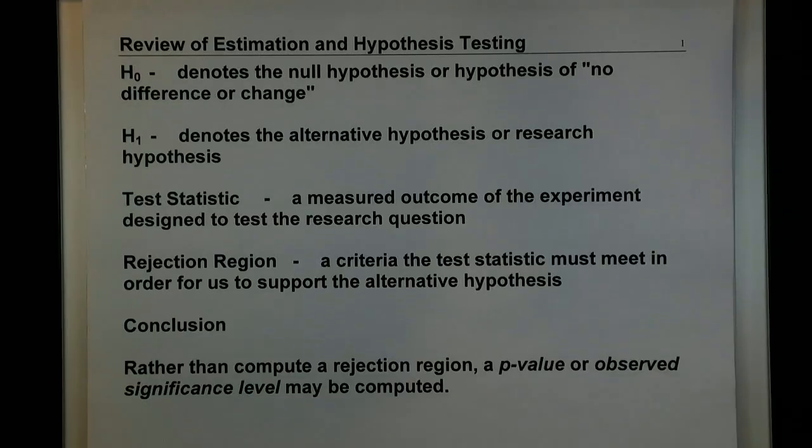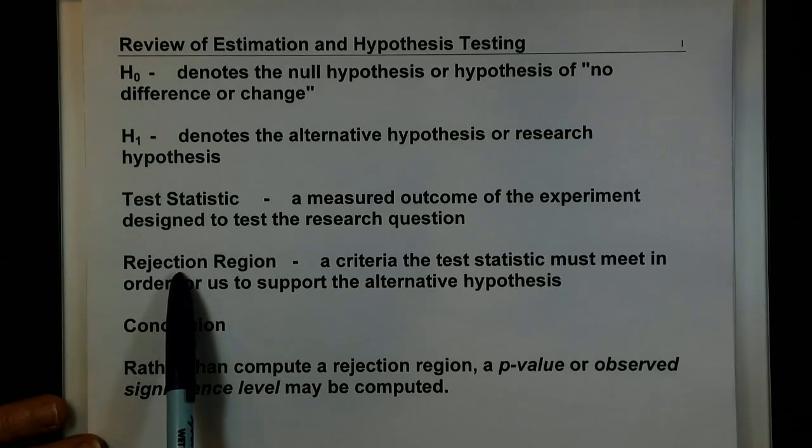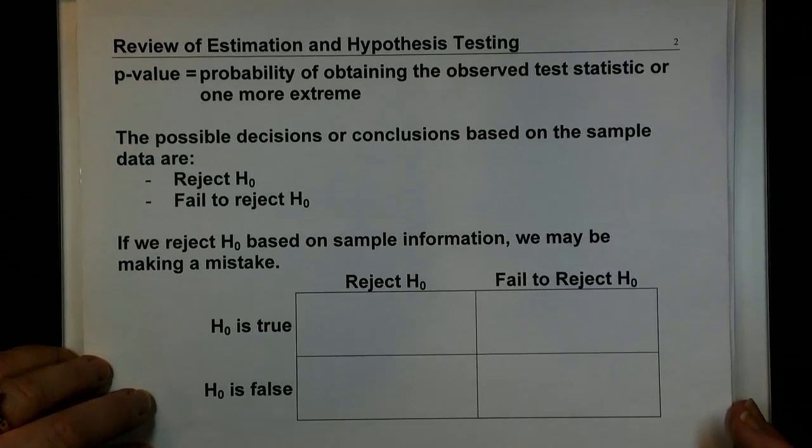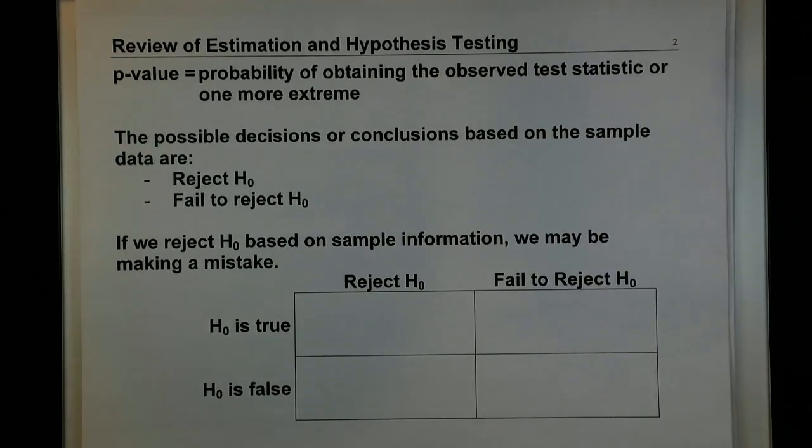Rejection region, a criteria the test statistic must meet in order for us to support the alternative hypothesis. And a written conclusion on our hypothesis test. So it's really kind of these 5 things. And most typically what we do instead of a rejection region, because we're working with computer software, is that we look at a p-value, or an observed significance level, which is really the formal term by which it's called. Those are terms that sound familiar to you. The p-value is the probability of obtaining the observed test statistic, or one more extreme. And we'll look at examples of that as we go through our problems.